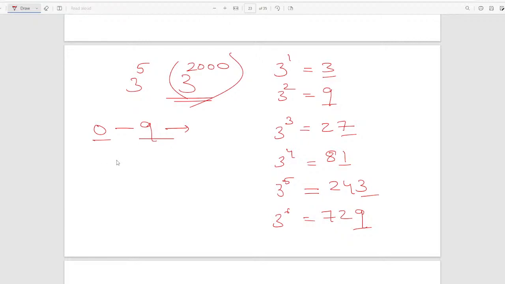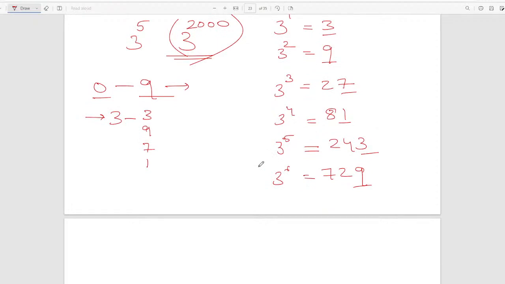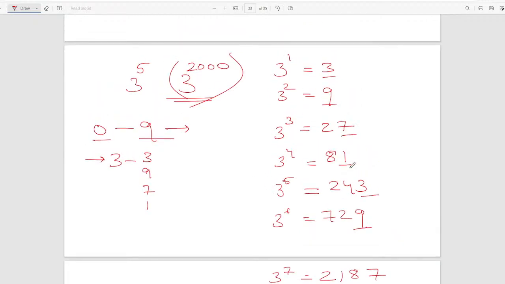So the pattern for 3 is 3971, and then again 3971. If you see 3 raised to 7, if you multiply again, this will be equal to 2187. So again 3971. So these things repeat. This is called cyclicity. For example, the cyclicity of 3 is 4. So it repeats after 4.